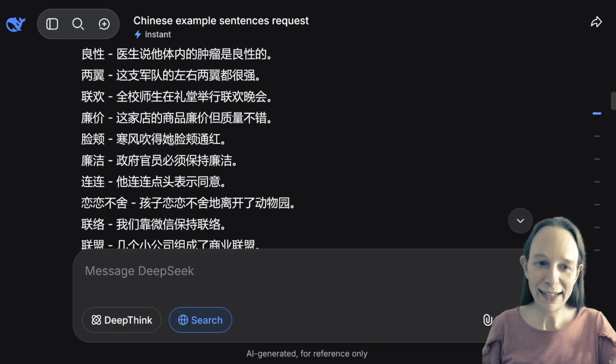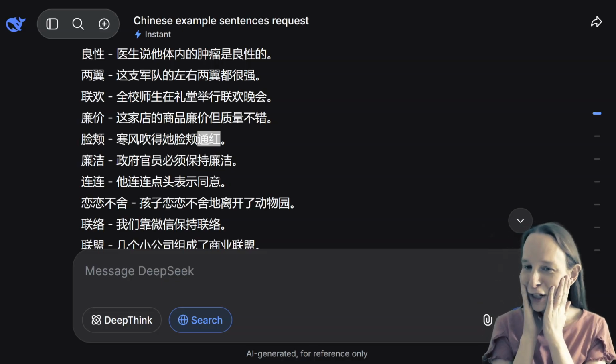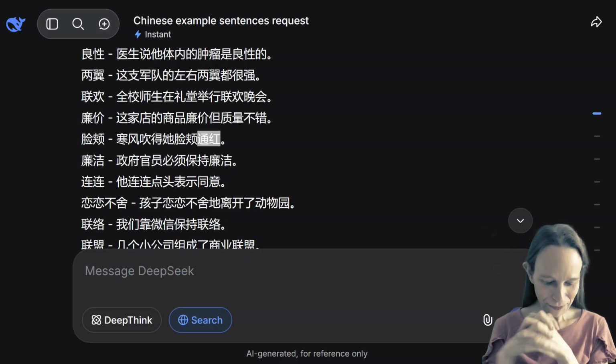寒风吹得他脸颊通红. Yeah, 通红 is a good shade of red. It's like when you blush. It's that kind of shade of red. 脸颊.